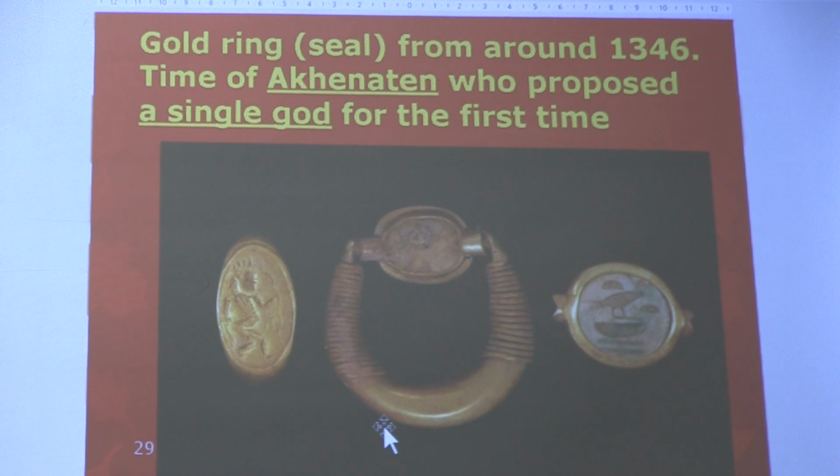Now, this is the gold ring of Akhenaten. You know, Akhenaten was a child king or pharaoh in Egypt. His father was Amenophis IV, and Akhenaten is the king who changed the religion of Egypt. Tutankhamun is his son. Now, we don't know exactly what happened to Akhenaten and his wife.